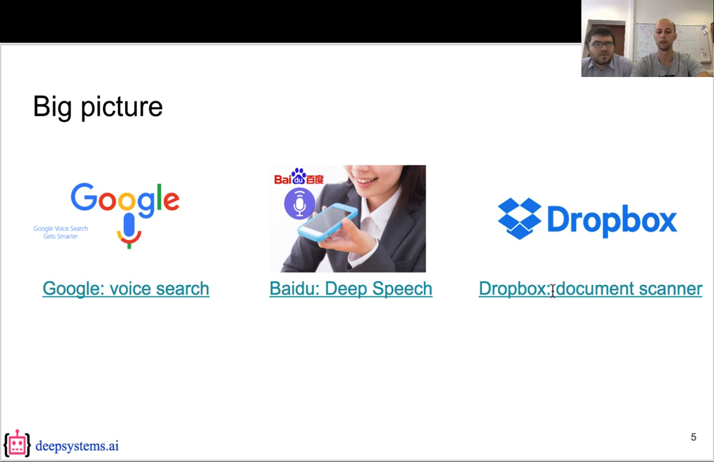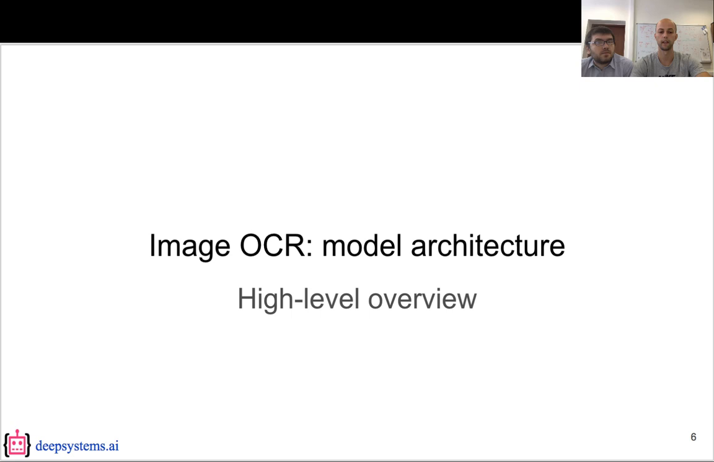It's really important topic. Although we at Deep Systems used to build OCR solutions a lot, we felt a lack of information on the topic when we started to dive into this field. So, let's start with high-level overview of architecture. We are going to describe main principles with image OCR example.